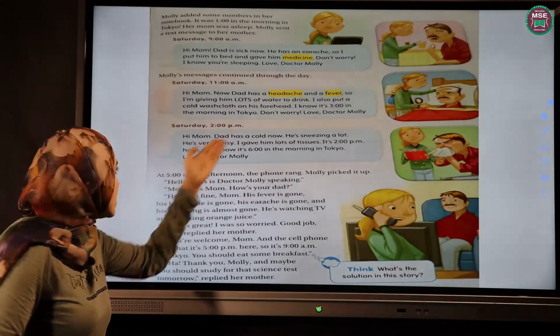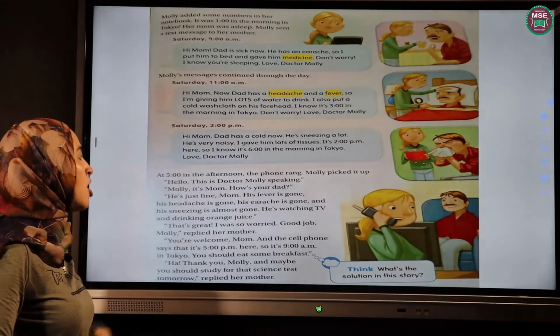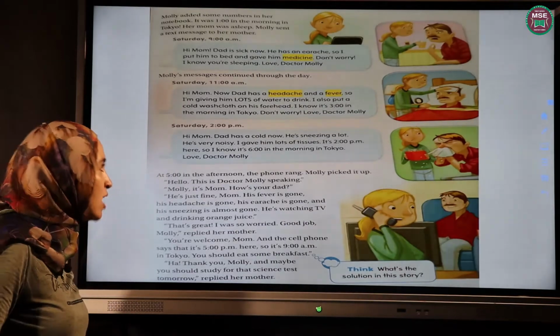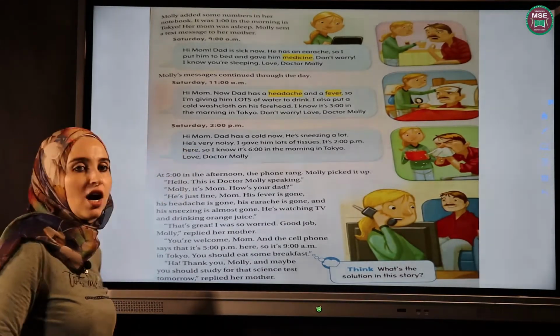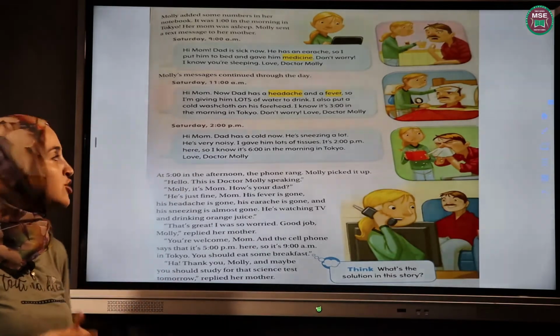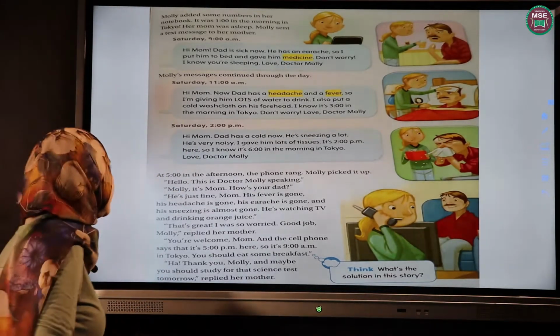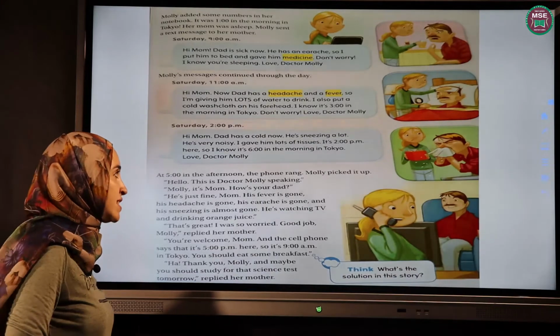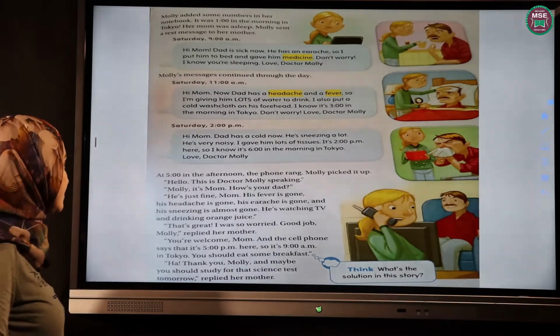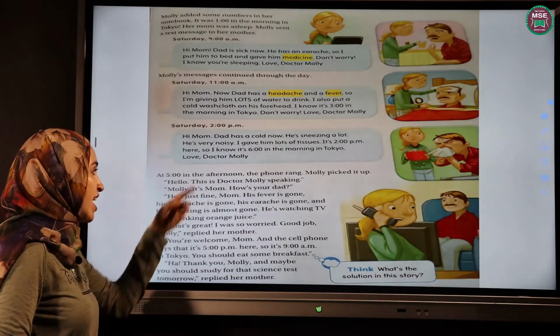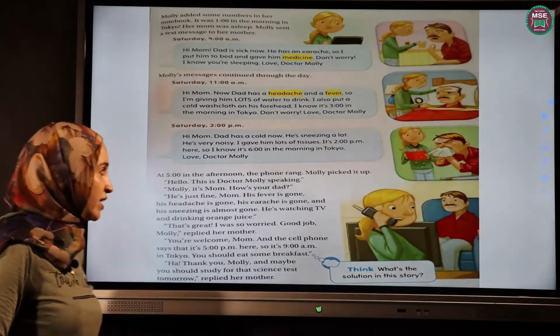"Saturday, 2 p.m. Hi, Mom. Dad has a cold now. He's sneezing a lot. He's very noisy. I gave him lots of tissues. It's 2 p.m. here, so I know it's 6 in the morning in Tokyo. Love, Dr. Molly." At 5 in the afternoon, the phone rang.